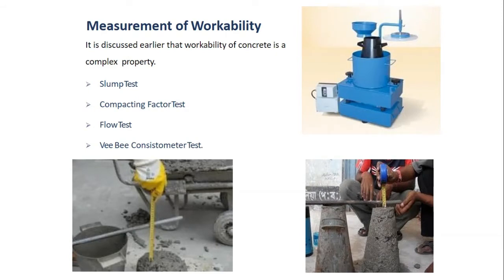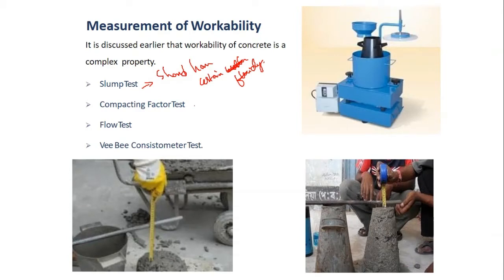So we have four tests here. The first is the slump test, then the compaction factor test, the flow test, and the VB consistometer test. We can use any of these four tests to measure the workability of concrete. Of course, there are certain limitations. For the slump test, the concrete should have a certain fluidity in order to perform the slump cone test.